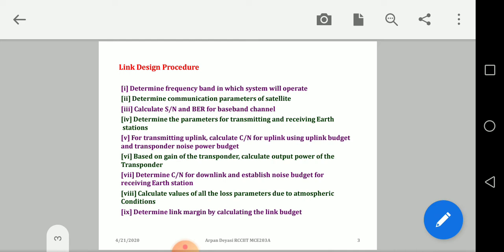And then we will add all the loss parameters. What are the loss parameters? We have already shown in the case of Friis transmission. After getting the ideal expression, I have added the loss parameters. Similarly, here we have to add. And last, we have to calculate the link margin and the link budget. So these are the complete 9 steps for calculation of the satellite link design. Let's start with the C/N ratio.